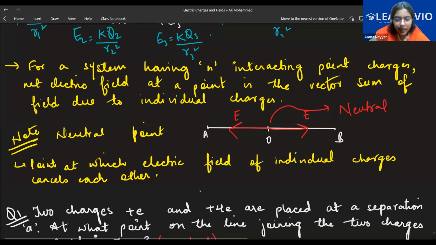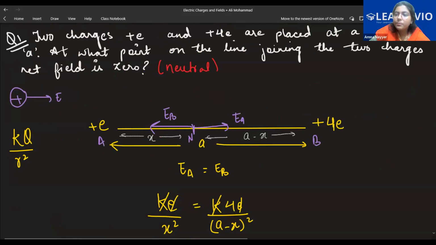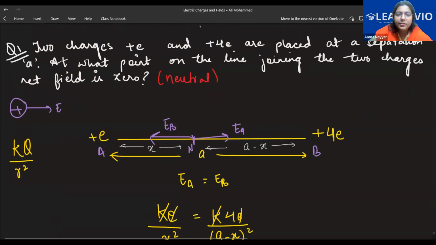So I'll show you the question. Then we'll proceed with the points B and C we left yesterday. Two charges, plus E and plus 4E, are placed at this separation. Now we have to find the point where the electric field is zero. Net electric field zero, it should immediately come to your mind that this is the neutral point it is asking. Due to plus 4E, the electric field will be pushed away because for positive charges the direction is away. And similarly, due to this positive, it will be moved away. So the resultant is zero, EA is equal to EB.